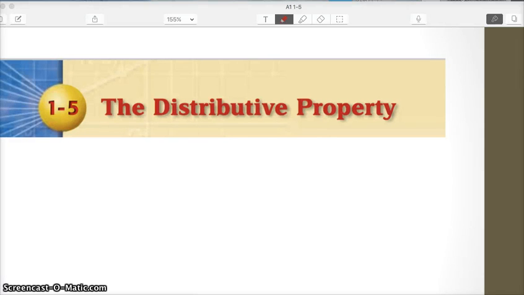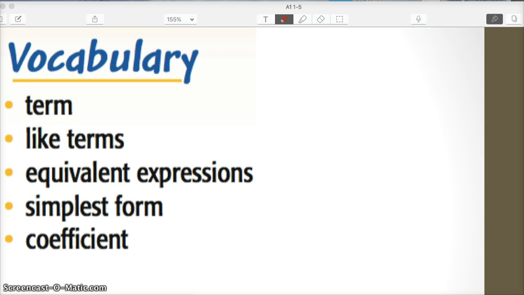Hi friends, today's lesson is from Chapter 1, Section 5. We'll discuss the distributive property. Our vocabulary today consists of term, like terms, equivalent expressions, simplest form, and coefficient.